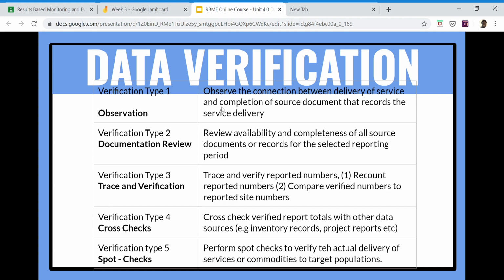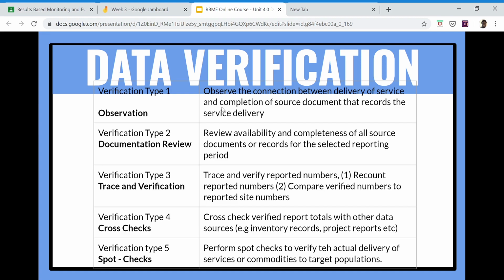the numbers. You can also verify those numbers against the reported ones, and see if there's any difference between the two. So you could go by way of tracing and verification. The fourth is that you could do cross checks, so you can request other instruments which hold those data.